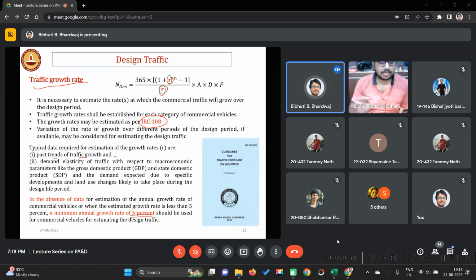And it's just a philosophical answer, but yeah. What is R? R is the rate of growth of traffic.